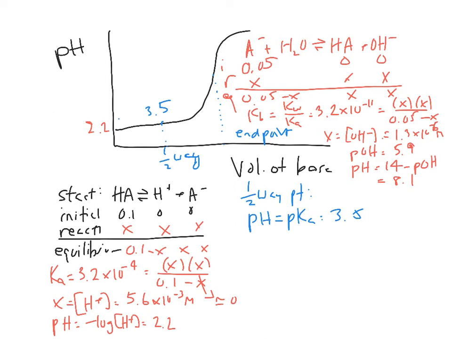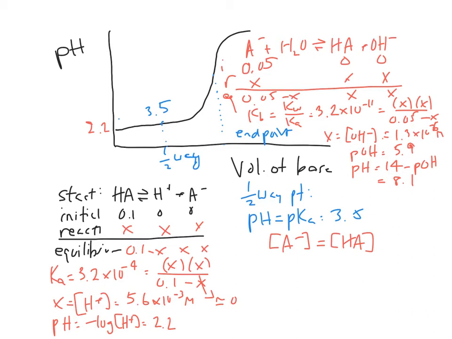To calculate the pH at the starting point, look at the acid dissociation reaction. Do an equilibrium calculation using Ka. Solving for X gives you the H plus concentration and the pH turns out to be 2.2. At the halfway point, use the Henderson-Hasselbalch equation and remember that A minus equals HA, so pH equals pKa, which is 3.5 at the halfway point.